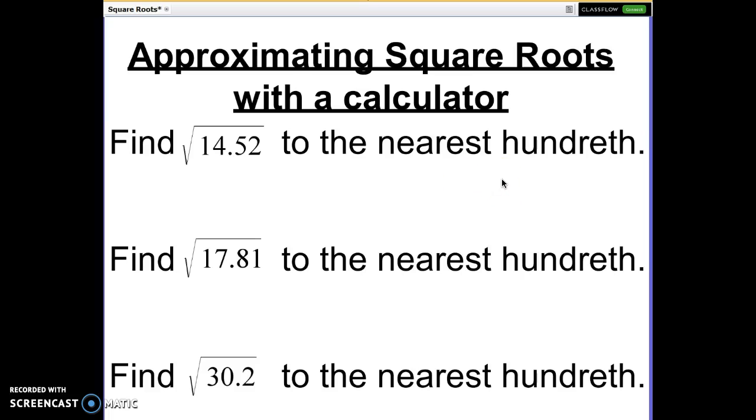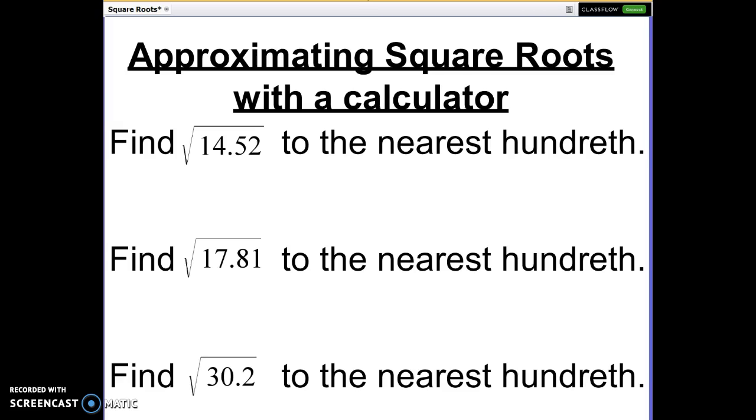Welcome to our lesson on approximating square roots with a calculator. So, in order to find the exact square root, well, not exact square root, but the square root to the nearest hundredth, we would most likely want to use a calculator. Now remember, 14 and 52 hundredths, we learned in the previous video, is an irrational number.